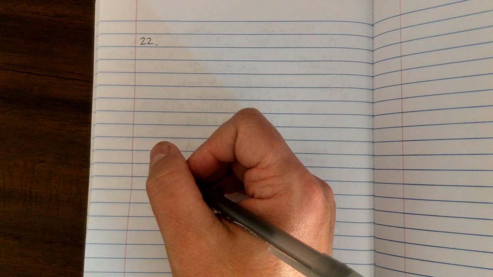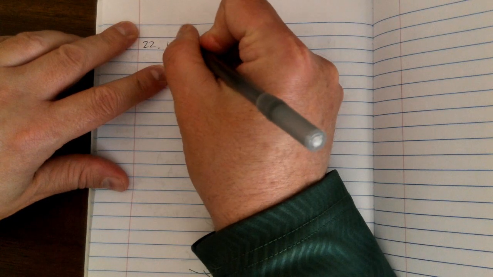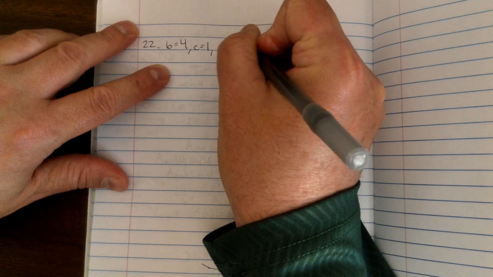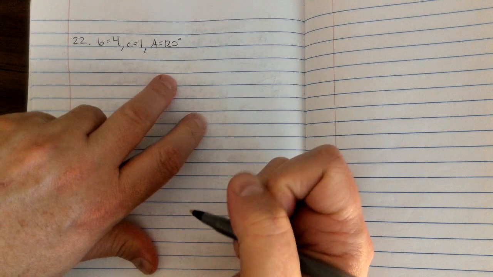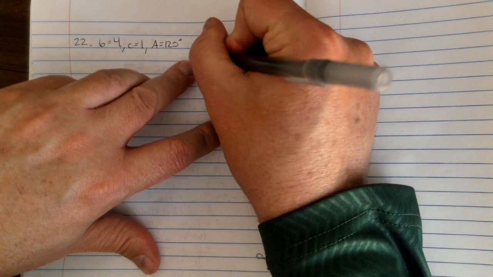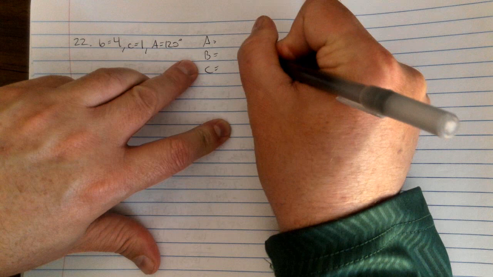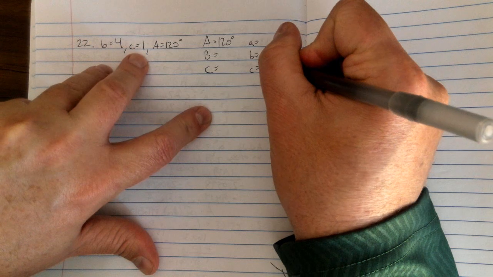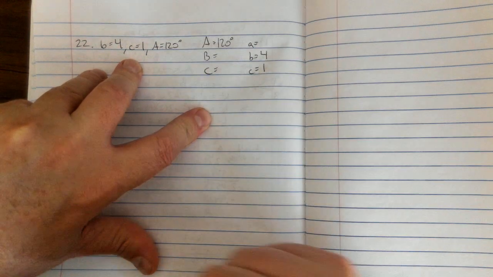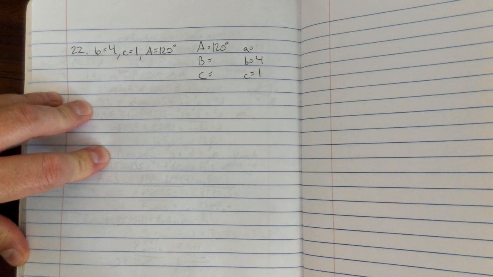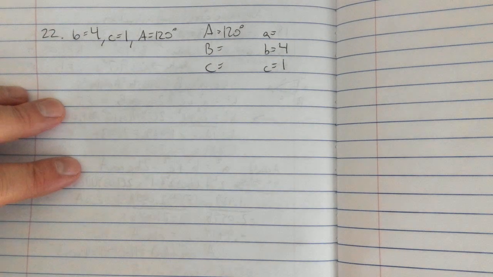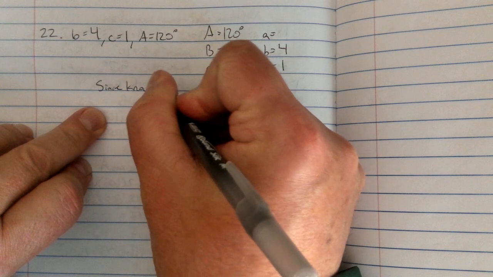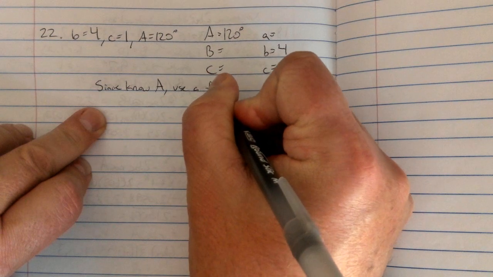So on 22, we have B equal 4, C equal 1, and A equal 120 degrees. Okay, so what we do is we have our A equal, B equal, C equal. Here's your 120 degrees. Here's your 1. Here's your 4. Okay, so just like before, if you know A, use the little a formula.